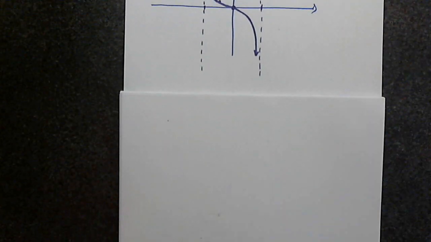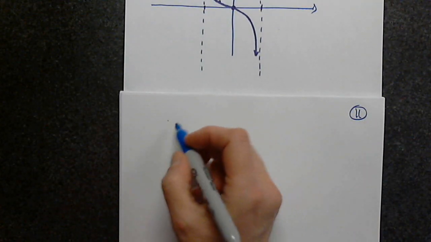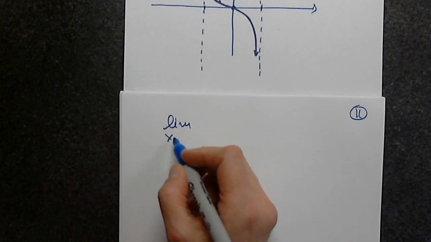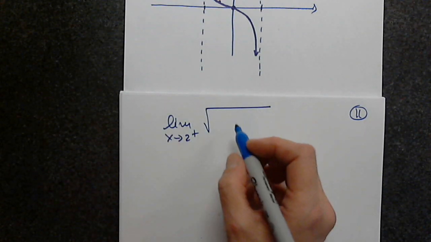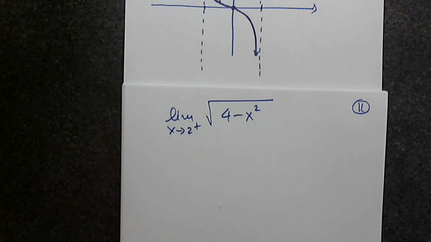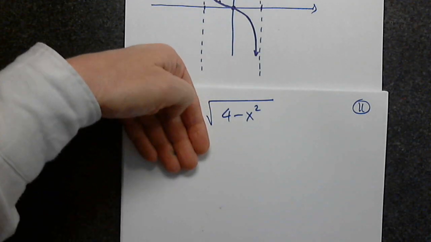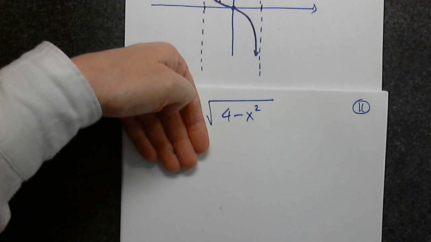Square root. Thank you. So this is the limit as x approaches 2 from the right of the square root of 4 minus x squared. Okay. First, the problem is asking us to find the domain of this function. Ready? So forget about the limit for a moment. We are only interested in finding the domain. So disregard this for a moment. We have a function that is the square root of 4 minus x squared, and we want to find its domain.